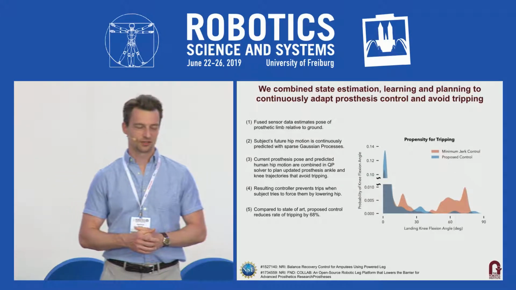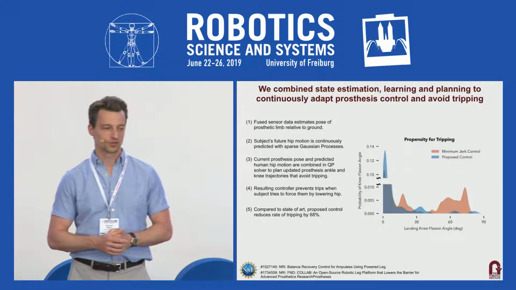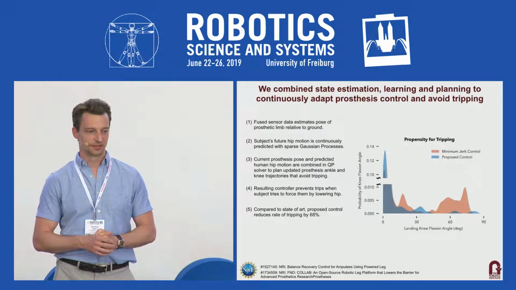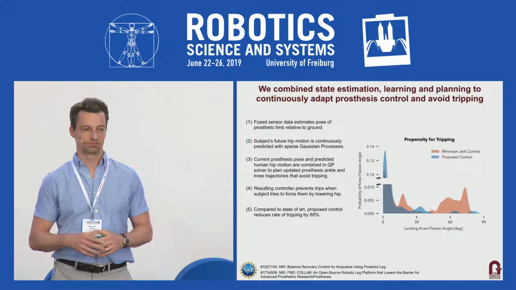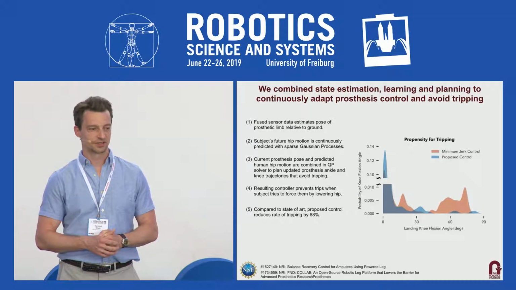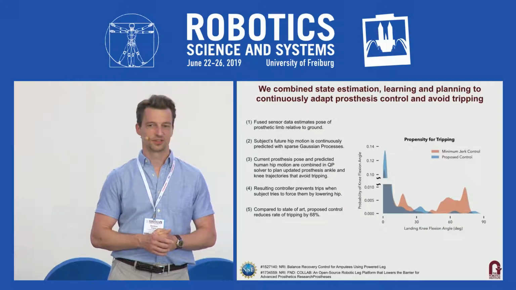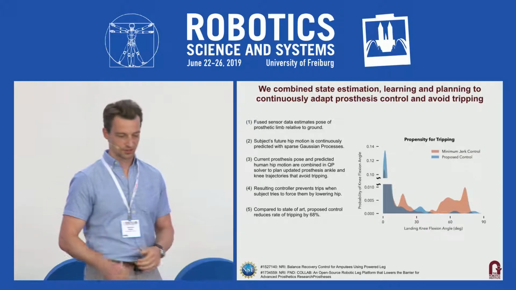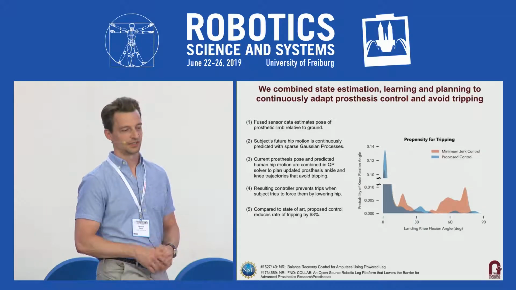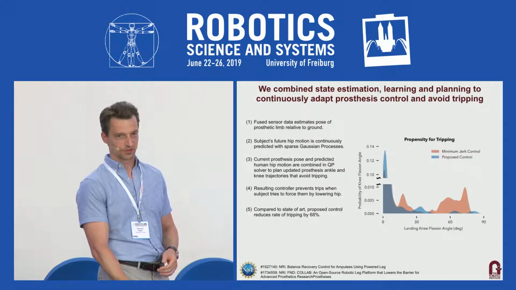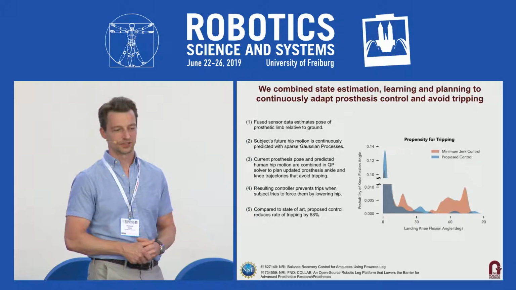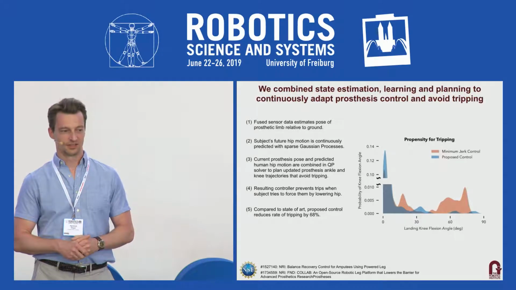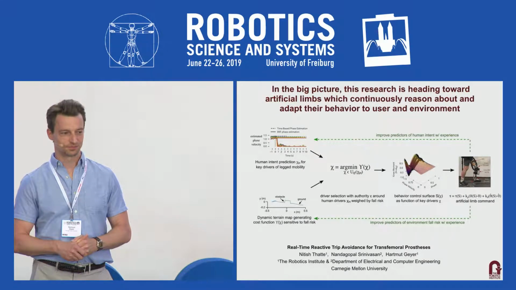Compared to state-of-the-art control methods, the proposed control reduces the rate of tripping by about 68%. Specifically, in the figure you see the propensity for tripping, characterized by the probability of the knee flexion angle at landing. A large flexion angle indicates you're landing like this and have tripped. A small flexion angle indicates you're landing with a straight leg and everything went well. And the proposed control has much more propensity to land with a straight leg angle.